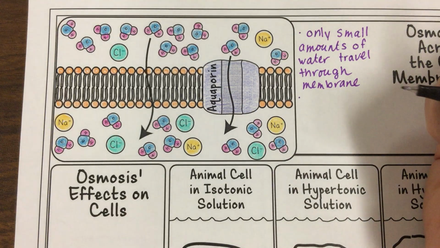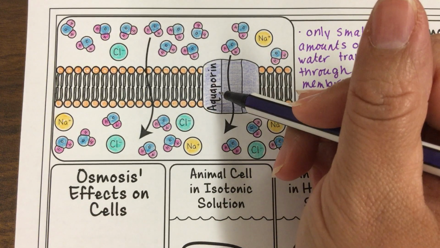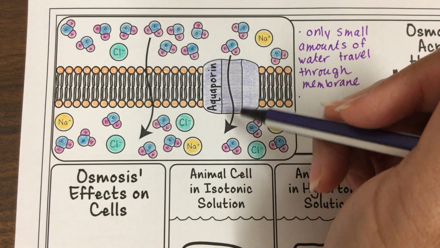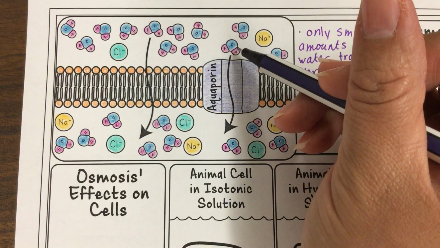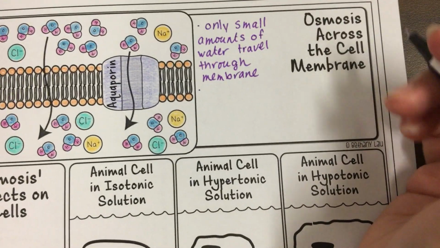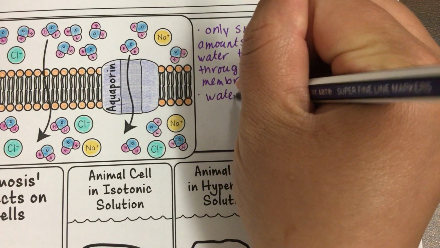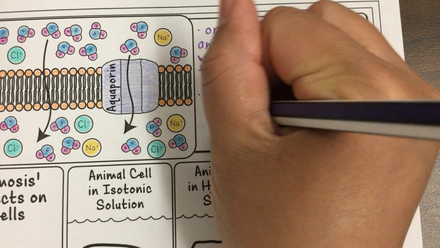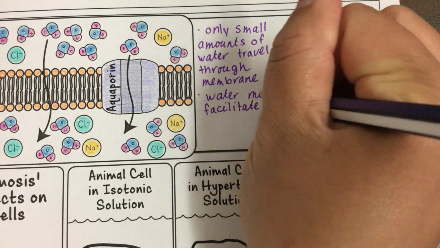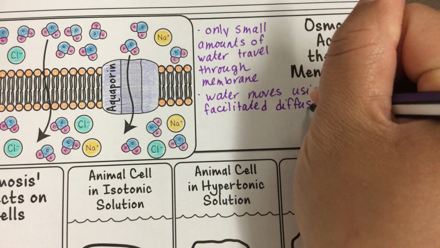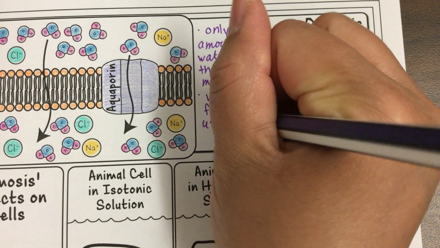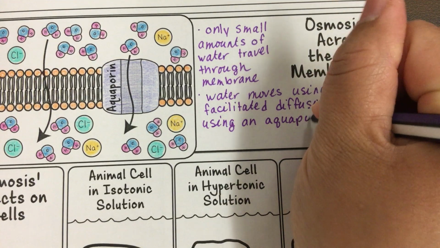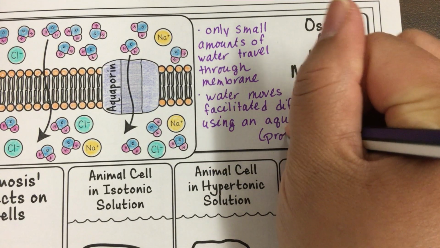Okay, so for those of you that remember, having a protein channel means that this is no longer regular diffusion, this is facilitated diffusion. You have a protein channel strictly dedicated for those molecules to move through. And so water technically moves using facilitated diffusion, which is going to be our last page of notes. And we're going to be using an aquaporin, which is a protein channel.